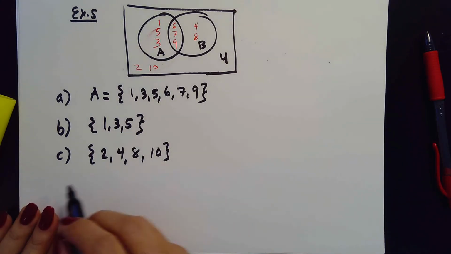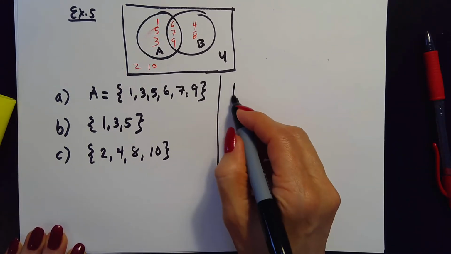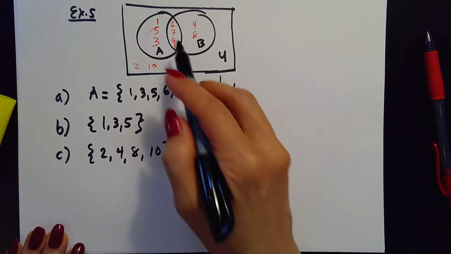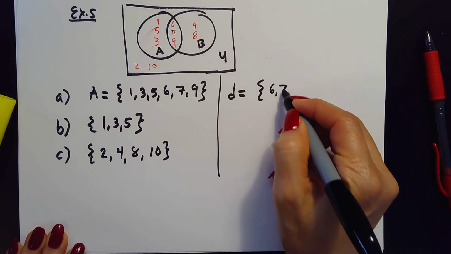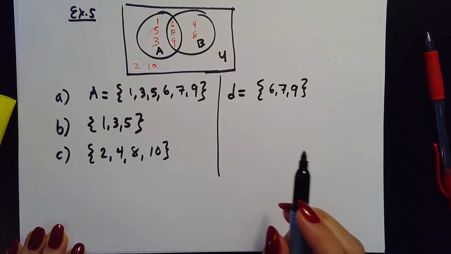Now, that's ABC. Now D says the set of elements in both A and B, so that's going to be right here, this area here. So 6, 7, and 9, right? Both in A and B in the intersection.